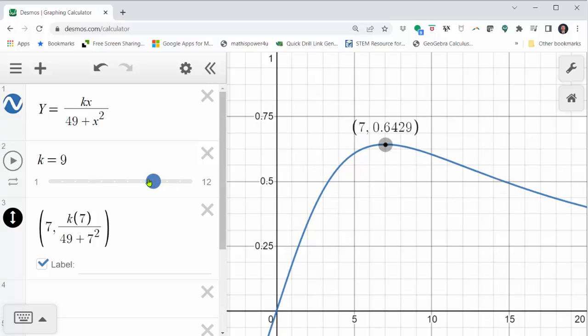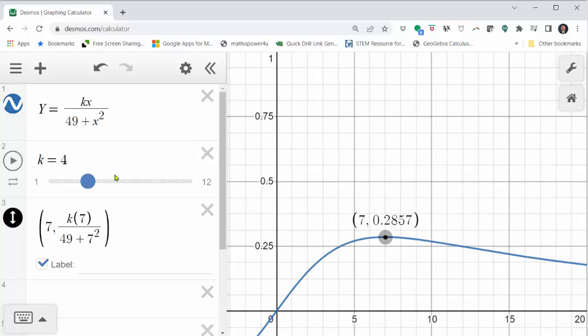maximize the crop yield. I hope you found this helpful.